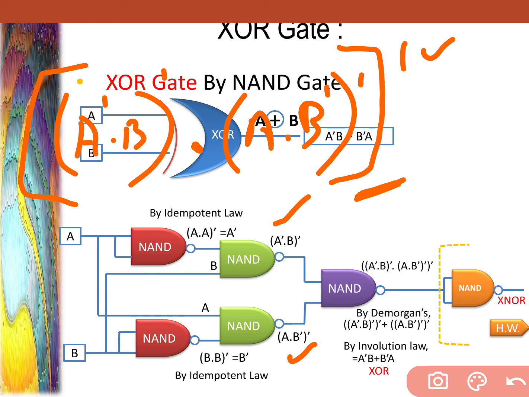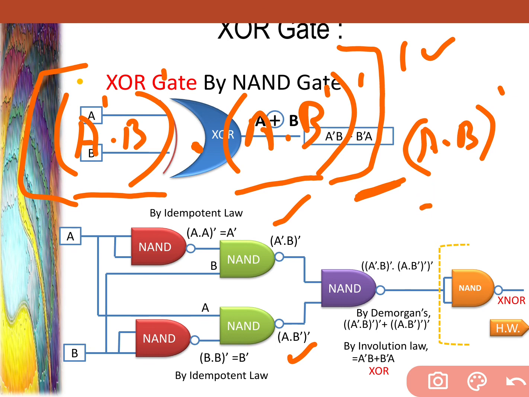Then what happened? When I'm applying De Morgan's law, this one is A and this one is B. Means A dot B whole dash I am applying. The formula of A dot B whole dash is A dash plus B dash. The same funda I am using here. This one is A for me and this one is B for me. A dash dot B whole dash.